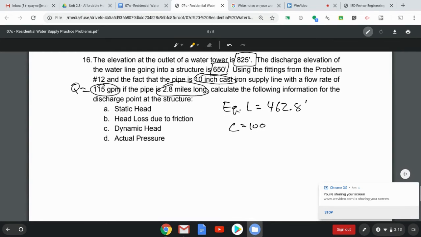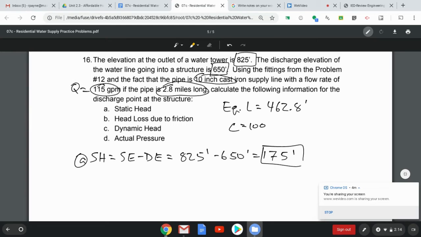All right, so let's go through this process. So static head is equal to source elevation minus distribution elevation: 825 feet minus 650 feet. And therefore you get 175 feet of static head.